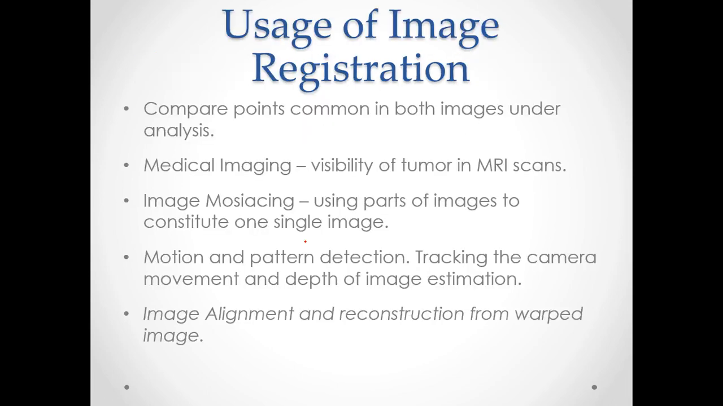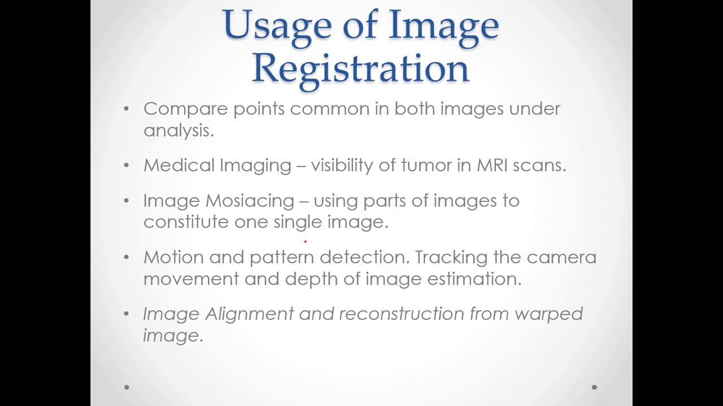Now, image registration technique compares two points from both the images and is used for analysis. As I said, it is used in medical imaging, like seeing the visibility of a tumor in an MRI scan. Image mosaicing, where pieces of a single image could be joined together by using image registration, and a single photograph is constituted from all these parts. The same goes for motion and pattern detection.